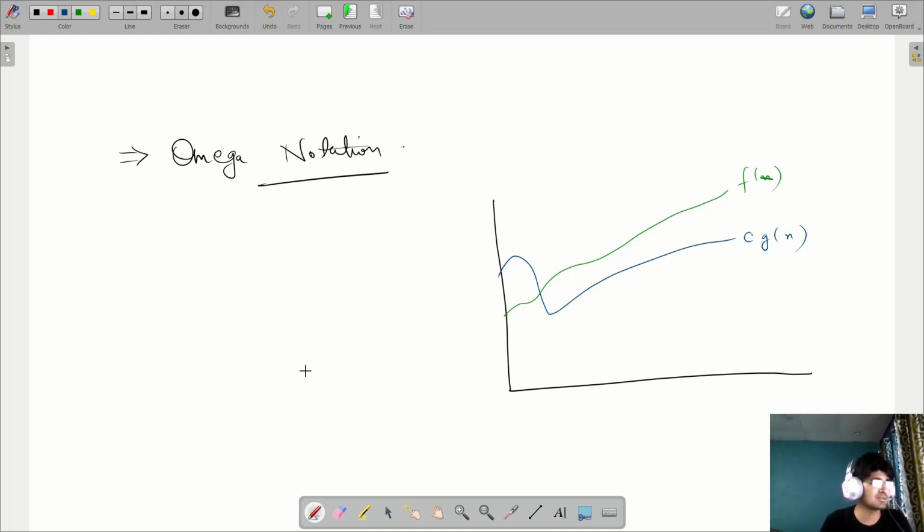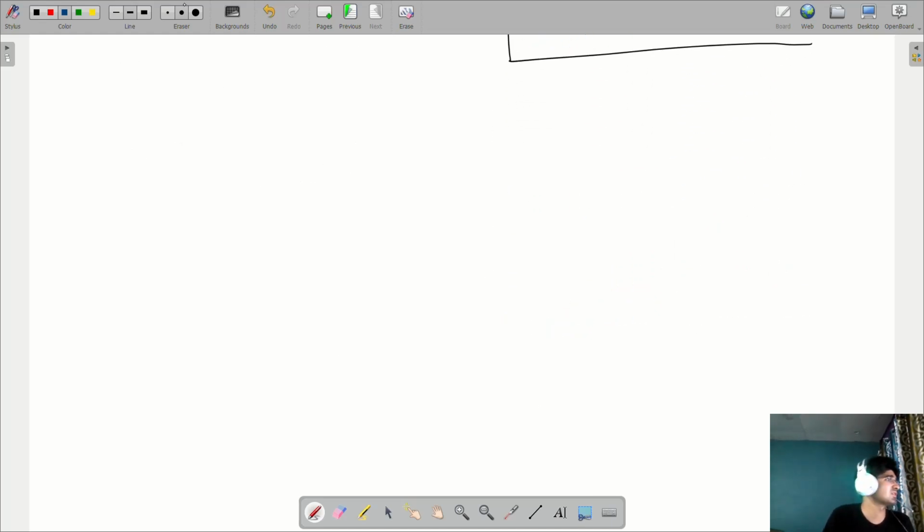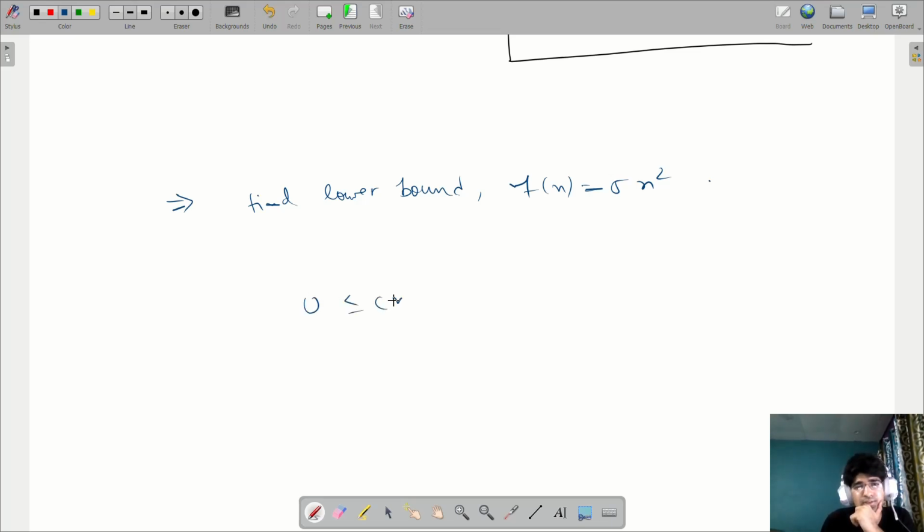For example, in this particular case also, let's do a question and you'll get a much better understanding of it. Let's find the lower bound for f(n) equal to 5n square. So for any value of c, we need 0 less than c n square less than or equal to 5n square.